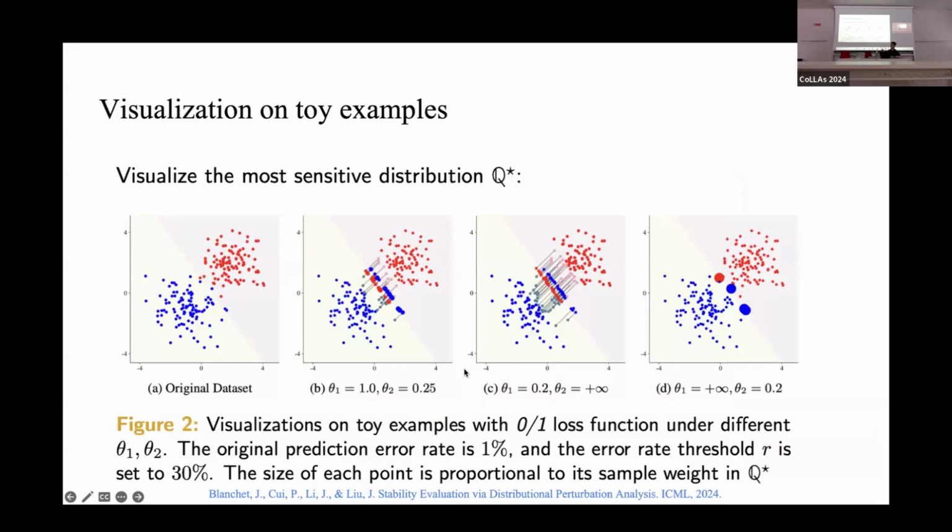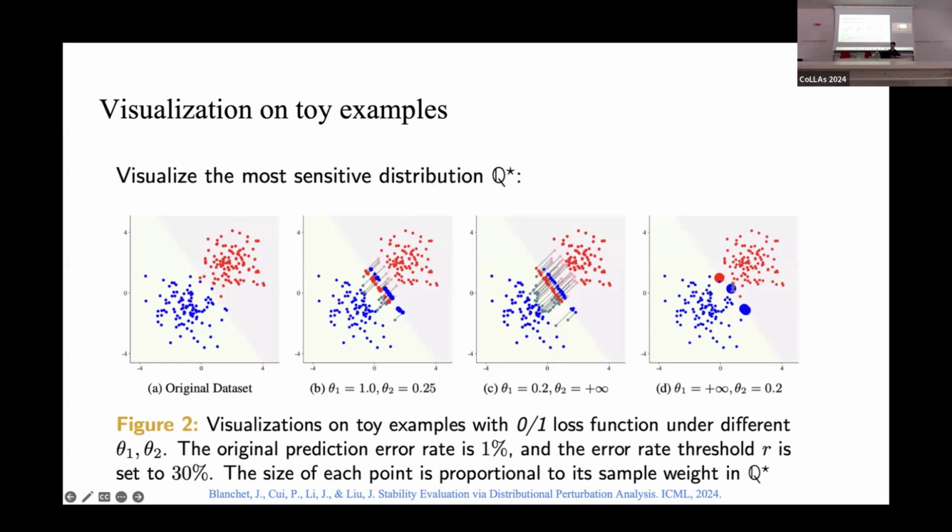And here we consider a binary classification task on the leftmost figure, and we also draw the decision boundary. As for the third figure, we set theta2 to be infinite, and we only care about data corruptions. And we can see that for the most sensitive distribution, it just moves samples close to the boundary. And also for the last figure, where we set theta1 to be infinite, and we only care about subpopulation shifts, we can see that in this kind of distribution, the samples near the boundary gain much higher sample weights.